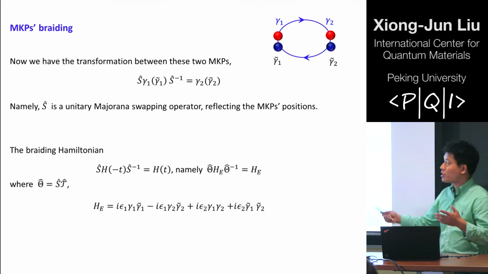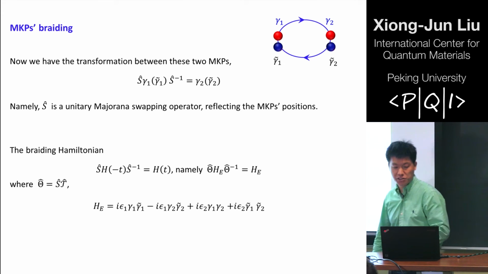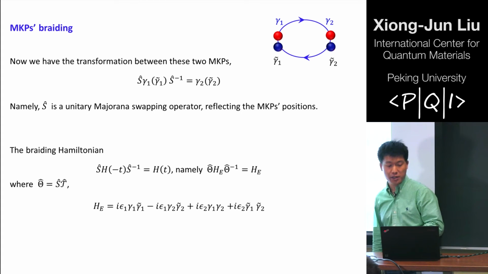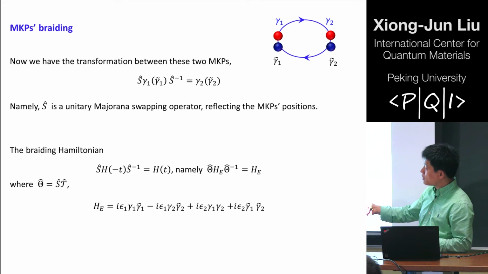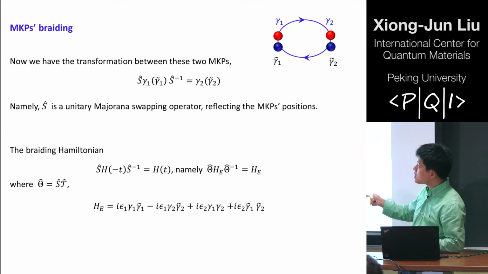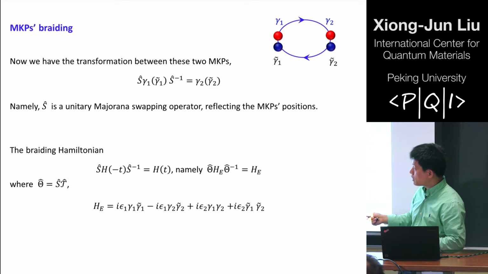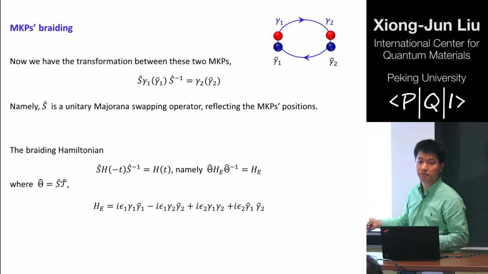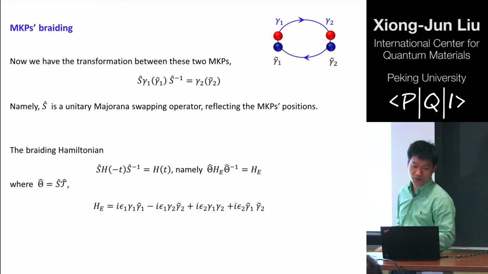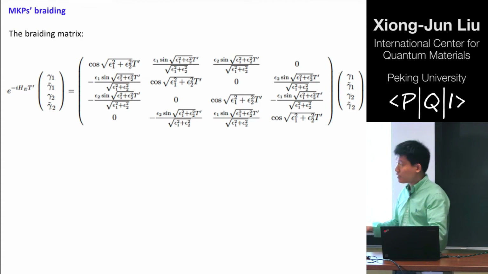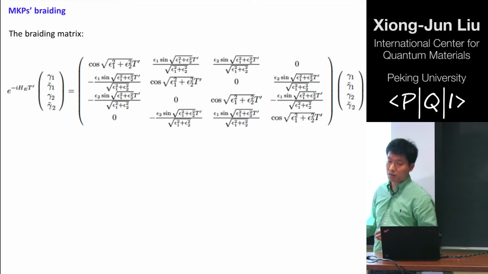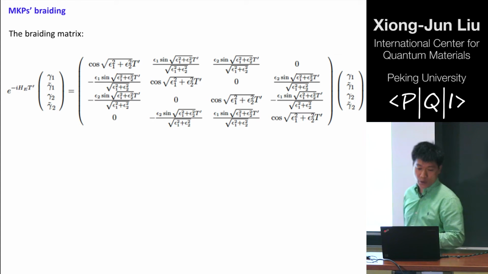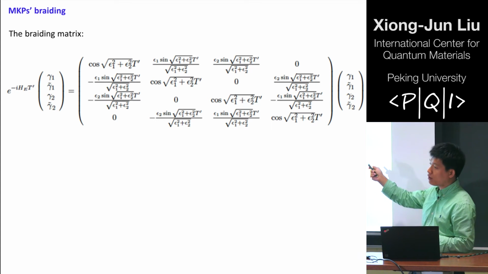Okay, now, once you have this condition, based on the new symmetries, you can write down the effective Hamiltonian generally. If you satisfy this kind of condition, the general form of the effective Hamiltonian must take this form. This is the only possible form for the system. Okay, once you have this effective Hamiltonian, you can show that the braiding matrix can be obtained in this way. This is how you find the braiding matrix.